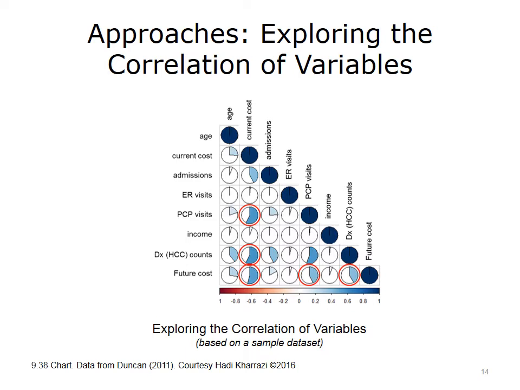As depicted in this diagram, there seems to be a higher than usual correlation between current cost and primary care physician visits, as well as a number of diagnostic counts.